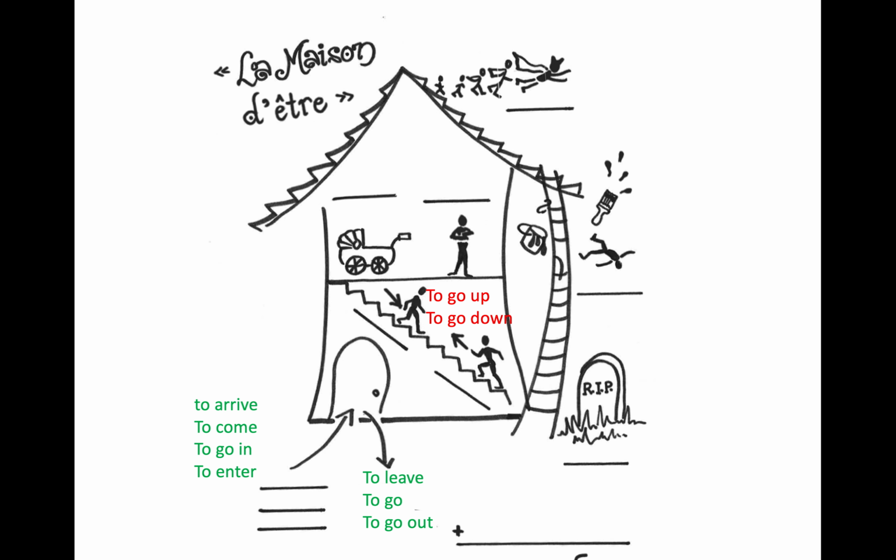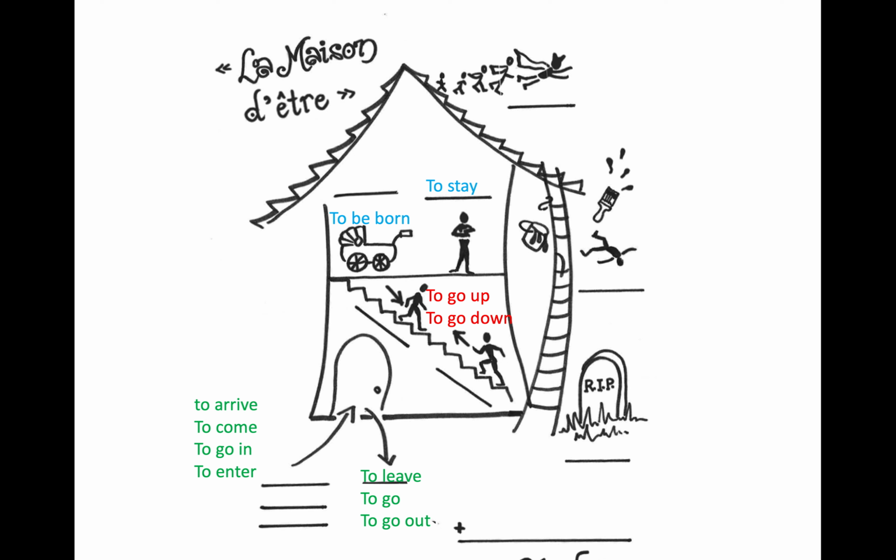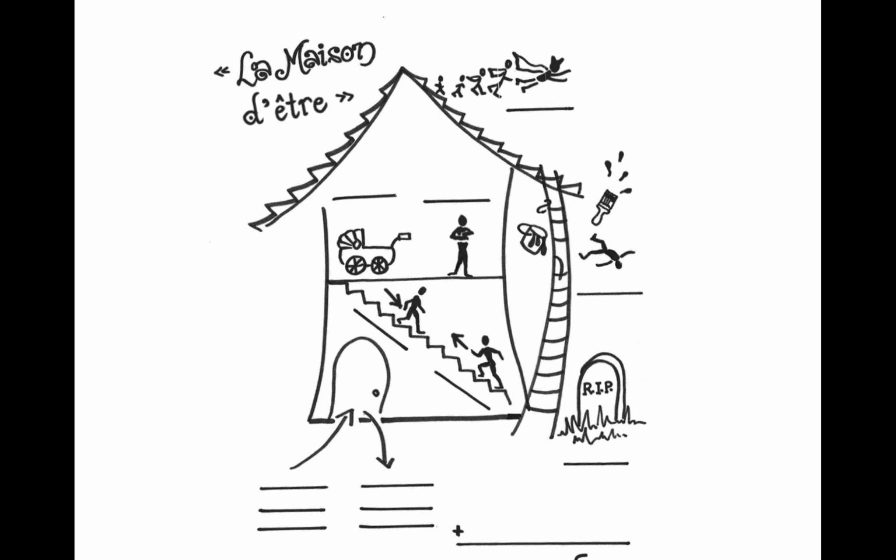Then you go up and down stairs. To go up, to go down. To be born and to stay. Imagine the baby's born, so you're a stay-at-home parent. To fall, to die. And when you die, you become something, an angel, a vampire? Hard to know. Okay, so let's look at them in French.